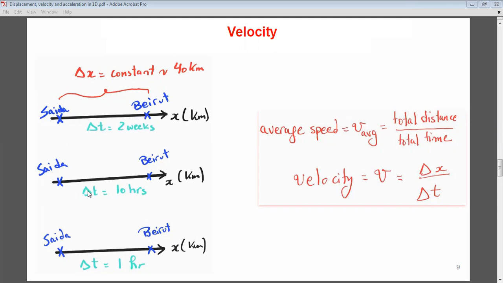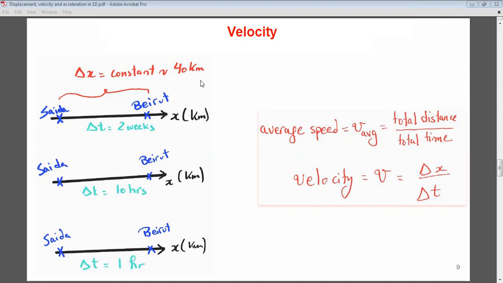The other object took 10 hours to go from Saida to Beirut, and the third object took 1 hour to go from Saida to Beirut. What are we varying here? Here, the displacement is the same. What are we varying? We are varying the time.